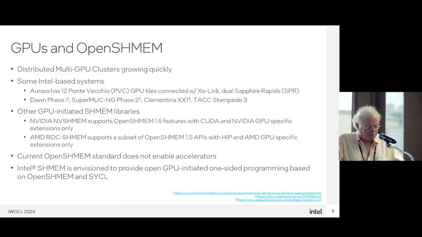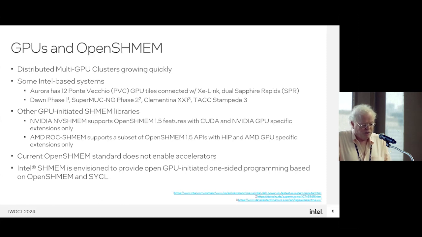So what about GPUs? I think it's not a surprise to anybody that GPUs are attached to almost all high-performance computing systems now. Some of the ones that use Intel hardware are the Aurora machine at Argonne and the Dawn machine at Cambridge. SuperMUC is at Leibniz, LRZ we call it. And Clementina is a system in Argentina, and TACC down in Texas.